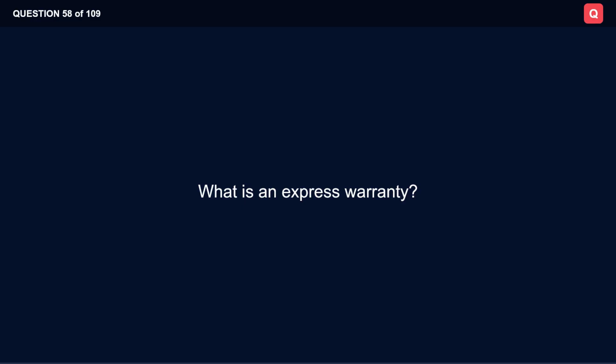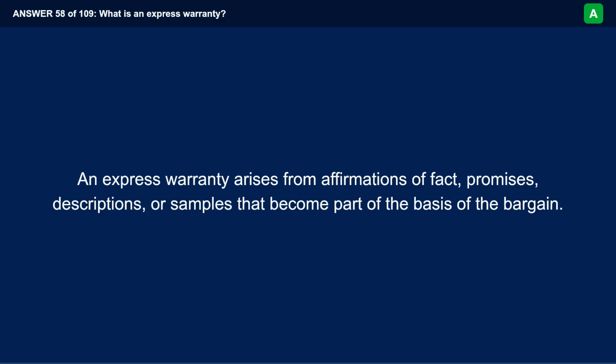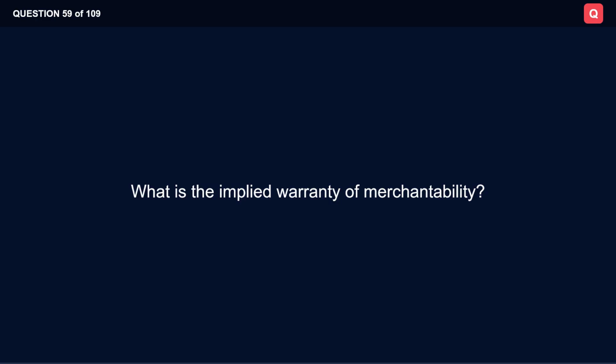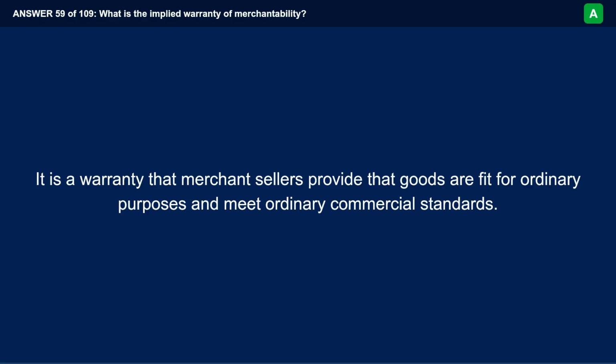What is an express warranty? An express warranty arises from affirmations of fact, promises, descriptions, or samples that become part of the basis of the bargain. What is the implied warranty of merchantability? It is a warranty that merchant sellers provide that goods are fit for ordinary purposes and meet ordinary commercial standards.